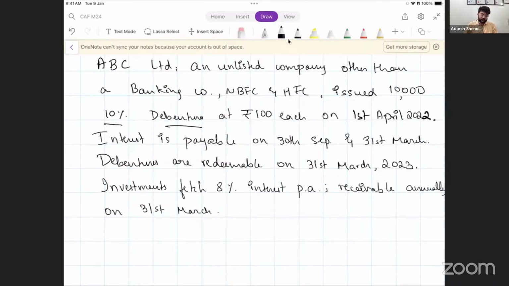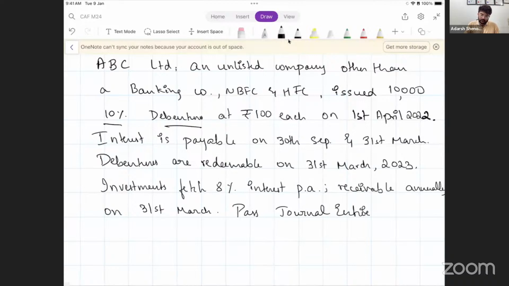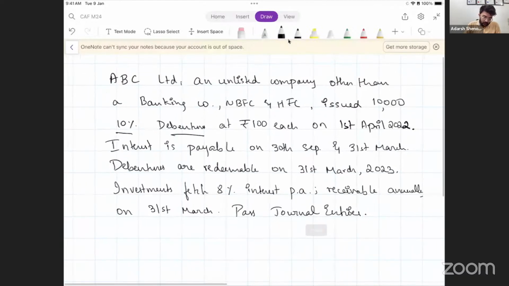So we have to do some investments, right? 15% of the total outstanding debentures will have to be invested in specified securities. On that, we are receiving 8% interest, is what they're saying. Pass the journal entries. Simple questions, 12 journal entries we will have to go through if required. Sometimes all 12 journal entries will not be required. So we'll see what is always required.